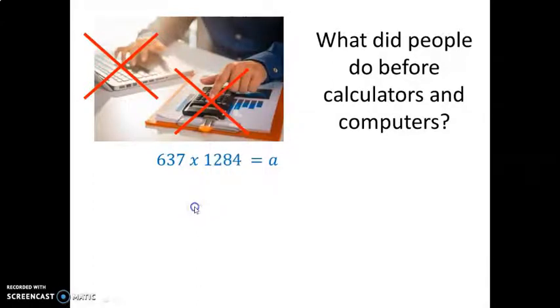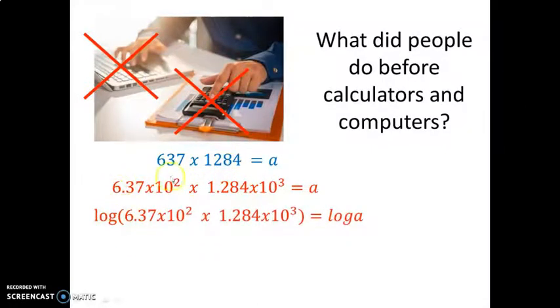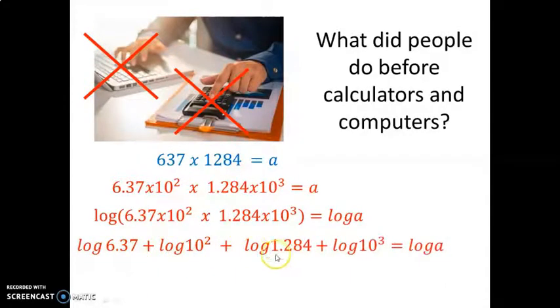You can change both of those to scientific notation, first of all. This is 6.37 times 10 to the second power, because this is like 100, it would move the decimal twice. And this one is 1.284 times 10 to the third power. So now we've converted like that. Now we can actually apply a log to both sides. We put log here, log here. Now there's a rule in logs. When you have a log and you are multiplying, all those multiplications can be turned into the addition of single logs.